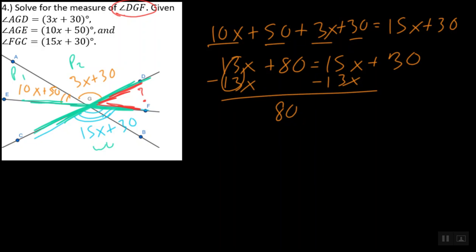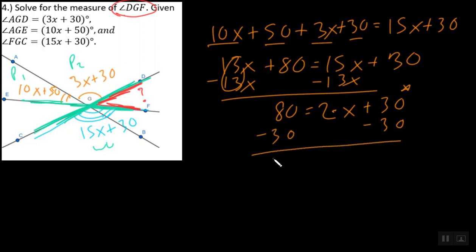And now we have 80 is equal to 15 minus 13, which is 2x plus 30. And from here, you know how to do this. What do we get rid of first? Our multiplication or our addition? Well, let's get rid of our addition, and we can do minus 30 and minus 30. And 80 minus 30 is 50, which equals 2x. And how can we get rid of the 2? Well, we can divide both sides by 2, and we get x equals 25.